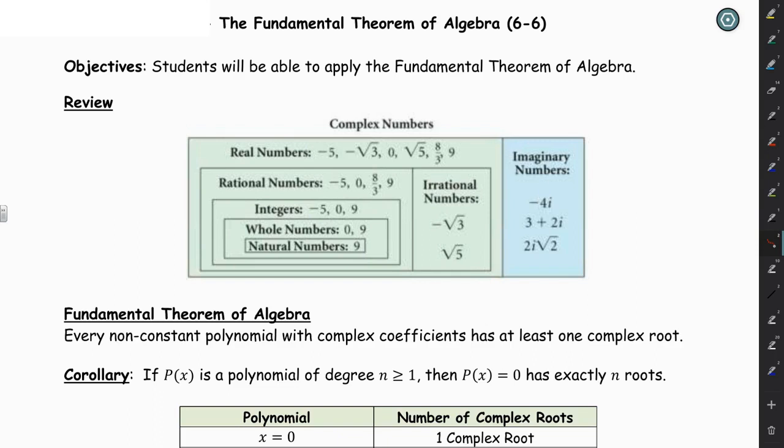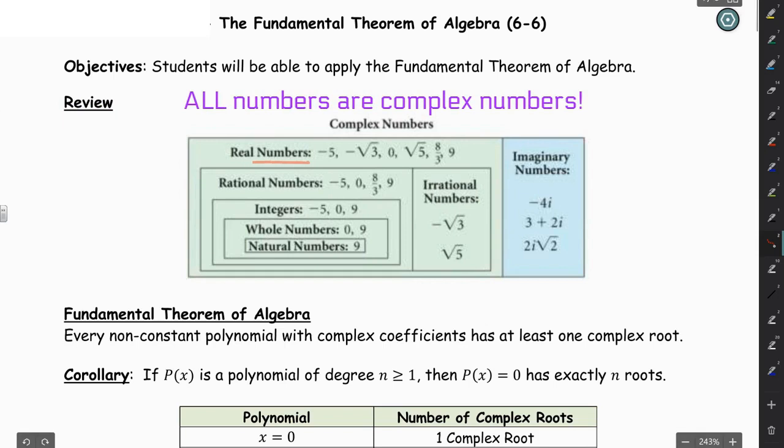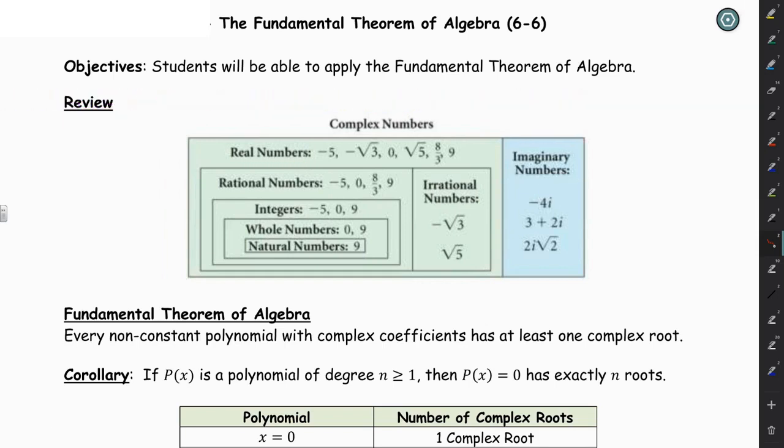So first we have a review of what complex numbers are. All numbers are complex numbers. We have real numbers and we have imaginary numbers. Included in real numbers are rational numbers and irrational numbers. Sometimes I think it's helpful to go back and remember that when we talk about a complex number, we're referring to all numbers, both real and imaginary.